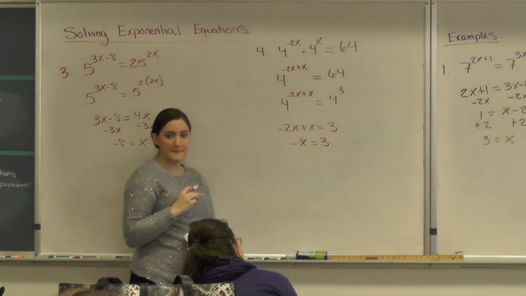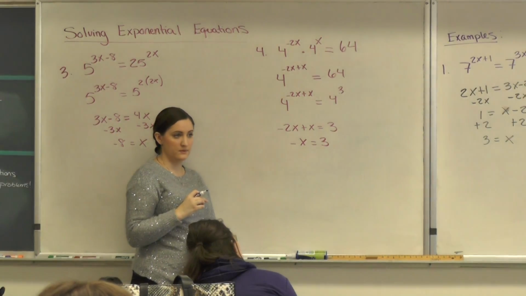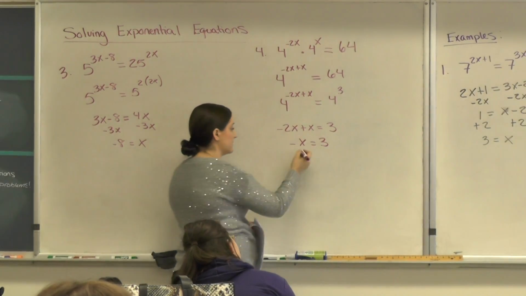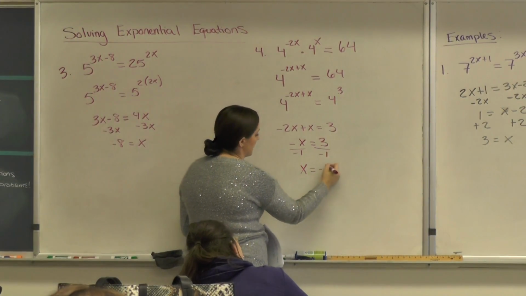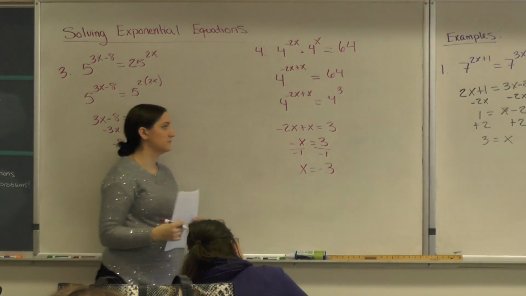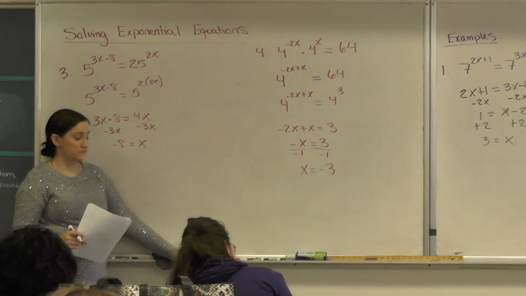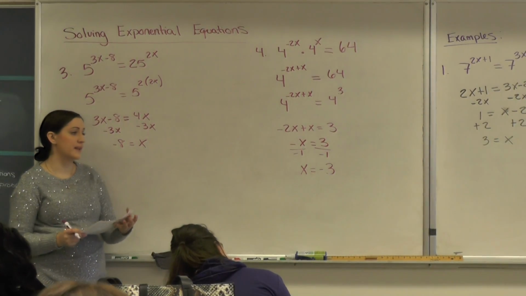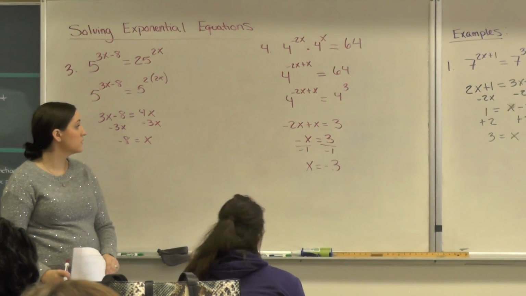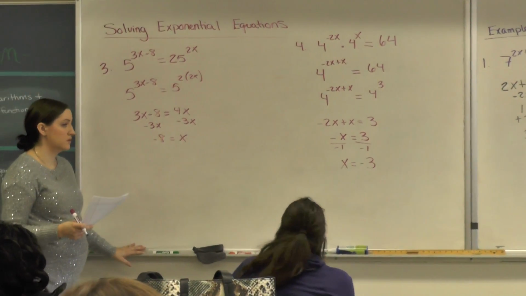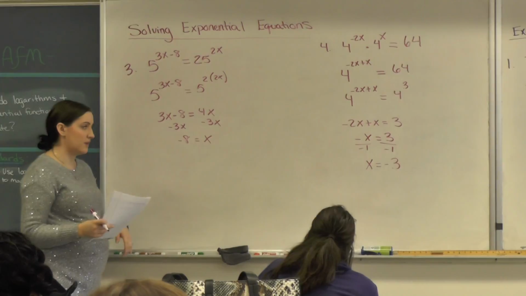What's the last step? So we're going to divide by negative 1. X equals negative 3. So that is solving with the same base. Now let's look at different bases.